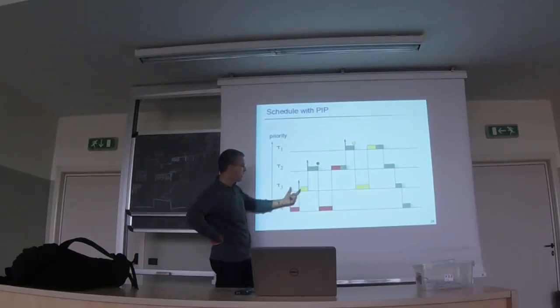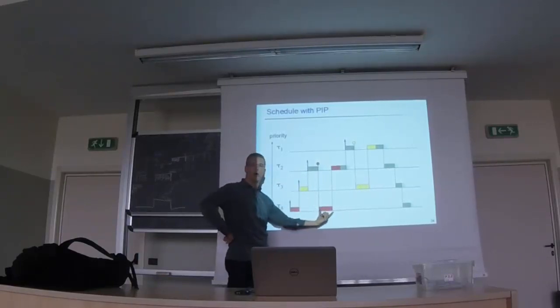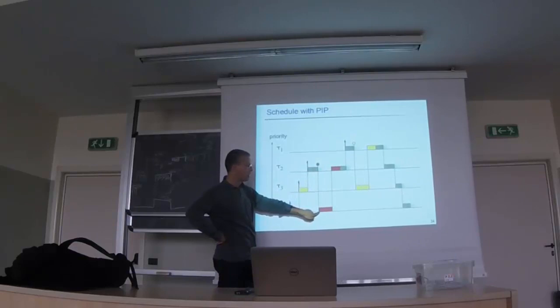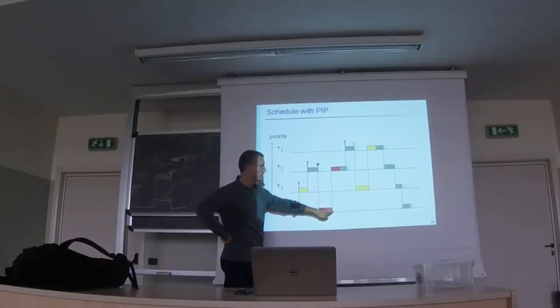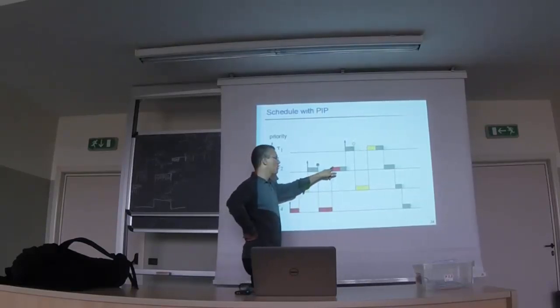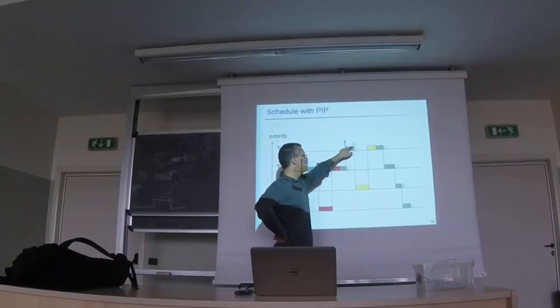Okay? Note that after this is preempted, it is not him executing, it's the lower priority task executing, because at this point, this guy inherits the priority. Okay? And then it continues executing. When it finishes, the priority is lowered again, so a preemption is possible here. Continue, continue, continue, okay, preemption, continue, continue.